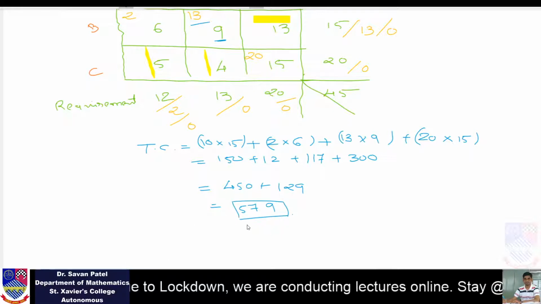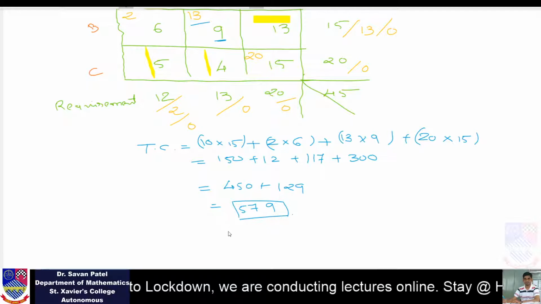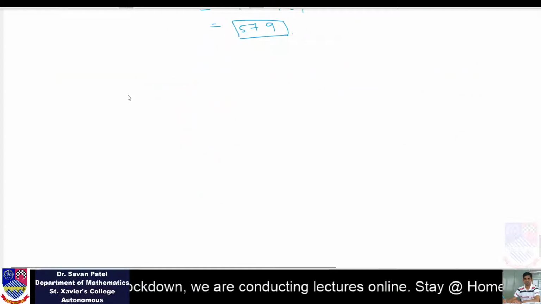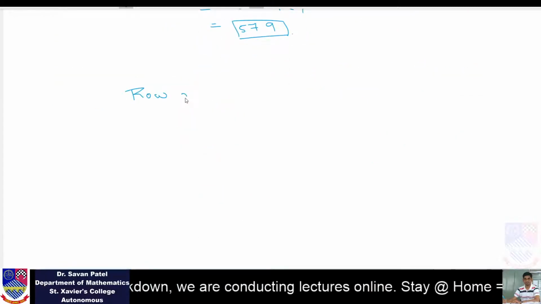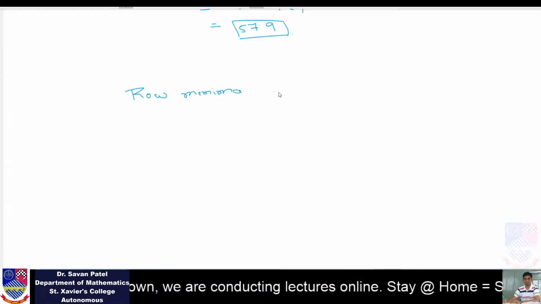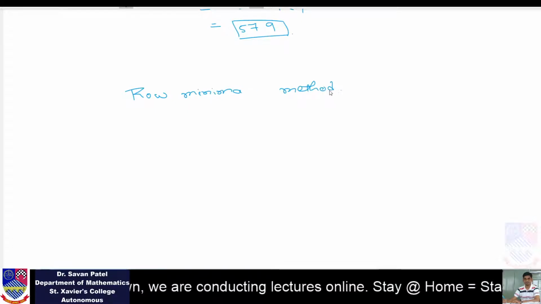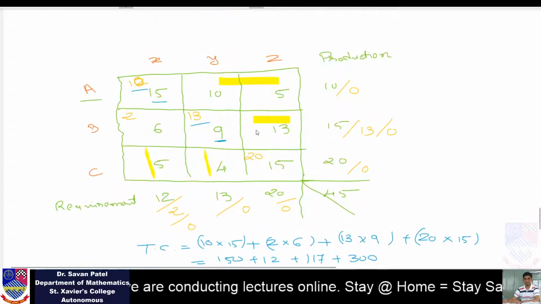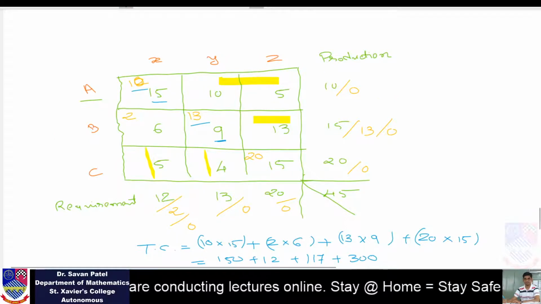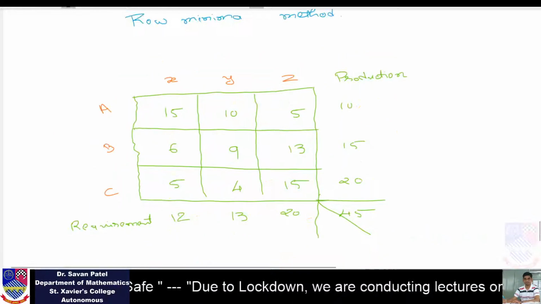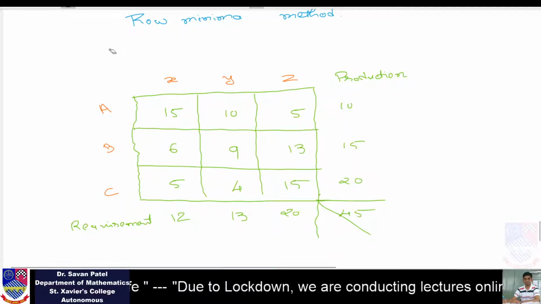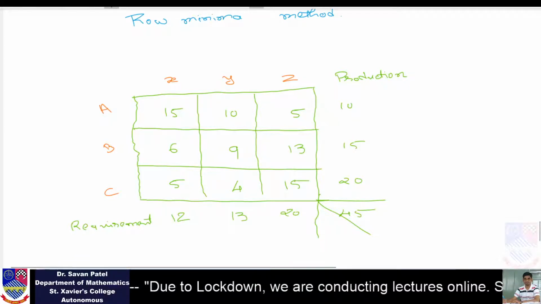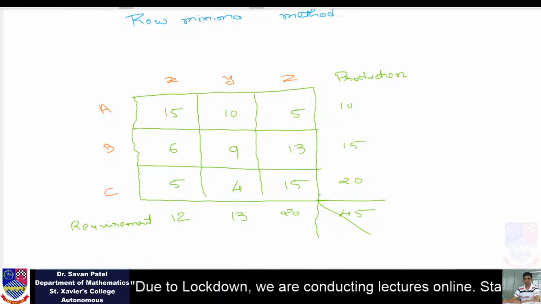So let's go for another method, the so-called row minima method. So we are starting with the row minima method. Actually, let me copy the table once again so I can continue with the same problem. So here is the copied last table. What is the row minima method?